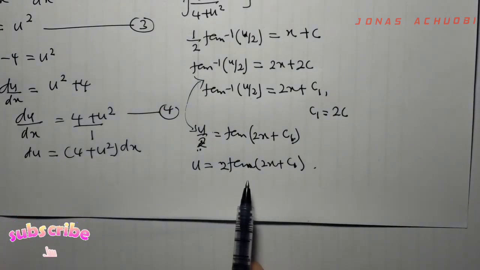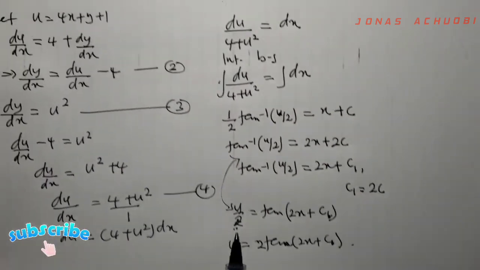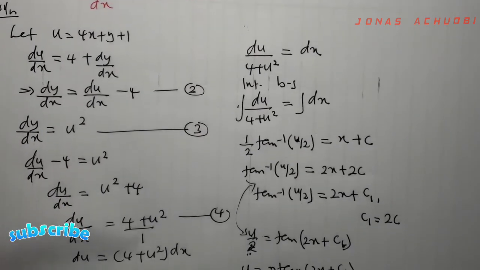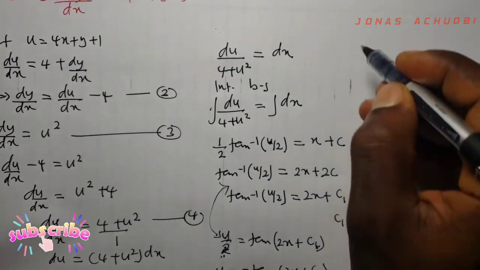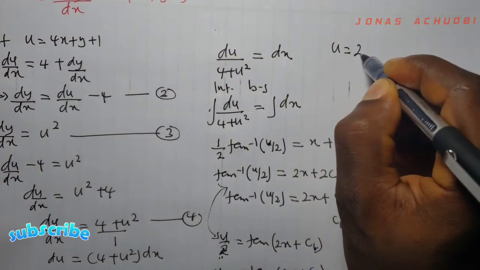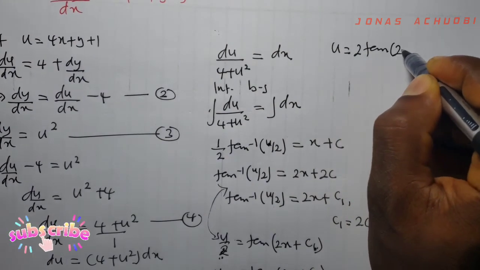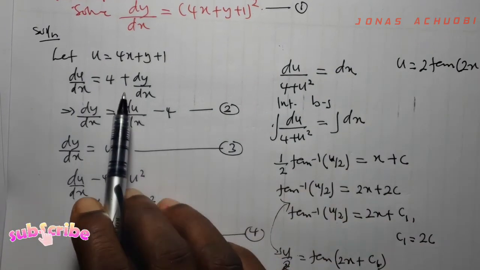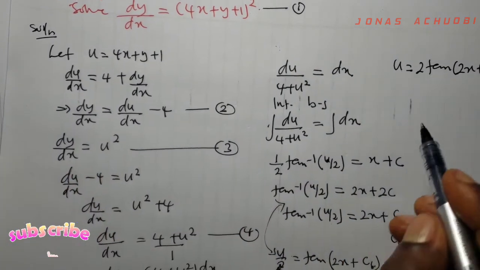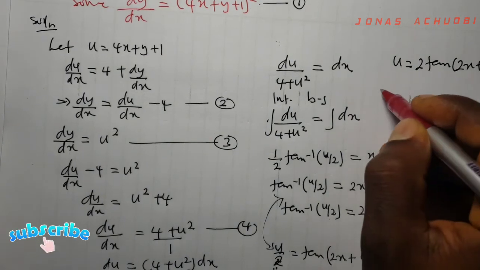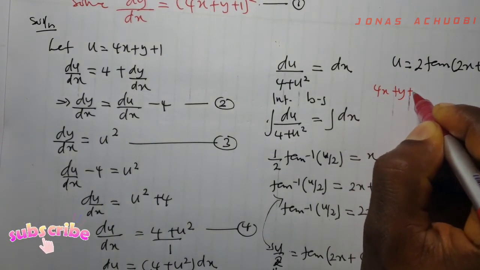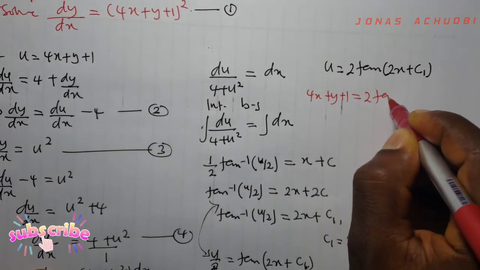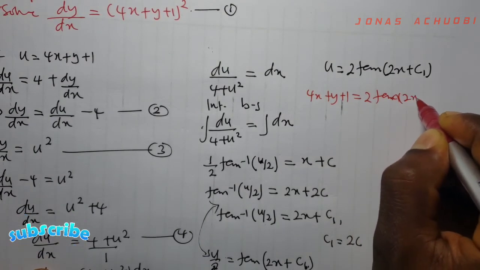I've solved the problem now in terms of u, but the original integral was given in terms of what? y. So we must go back to where we came from. So we have here that u is equal to 2 tangent of 2x plus c1. But what is our u? Our u is 4x plus y plus 1. So u here is 4x plus y plus 1, and that is equal to what? 2 the tangent of 2x plus c1.